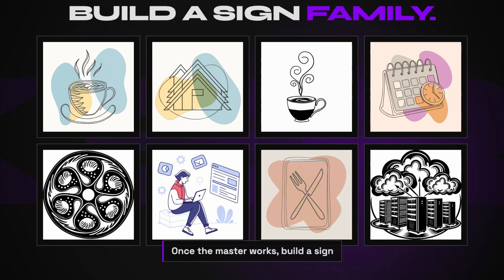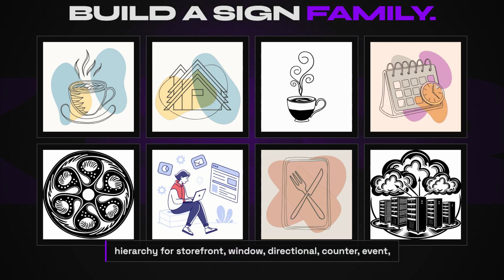Once the master works, build a sign family. Keep the type, icon, palette, border logic, and spacing consistent, then adapt the hierarchy for storefront, window, directional, counter, event, and vehicle formats. A coherent vector system makes every location feel like the same brand without forcing one layout everywhere.